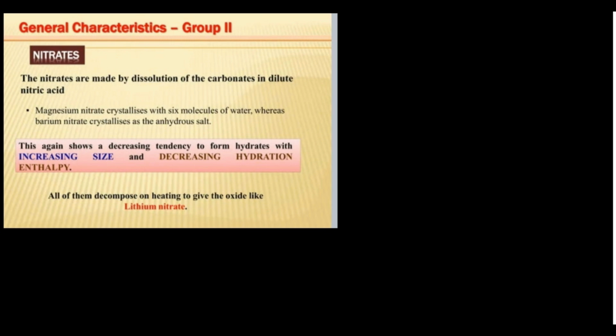Magnesium nitrate crystallizes with 6 water molecules. It should be noted: magnesium nitrate, Mg(NO3)2, crystallizes with 6 water molecules, and barium nitrate is anhydrous, so it does not have any water molecule. And these nitrates show a decreasing tendency to form hydrates when we move down the group, like I have explained for the carbonates, because hydration enthalpy decreases.